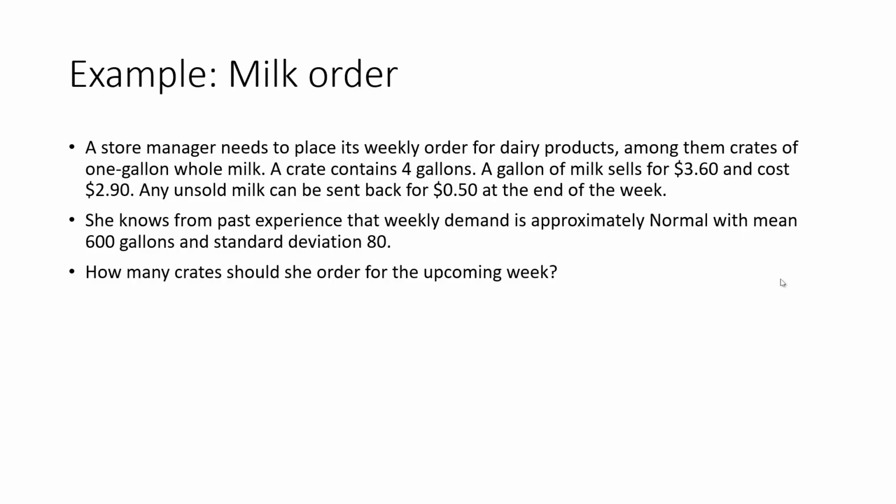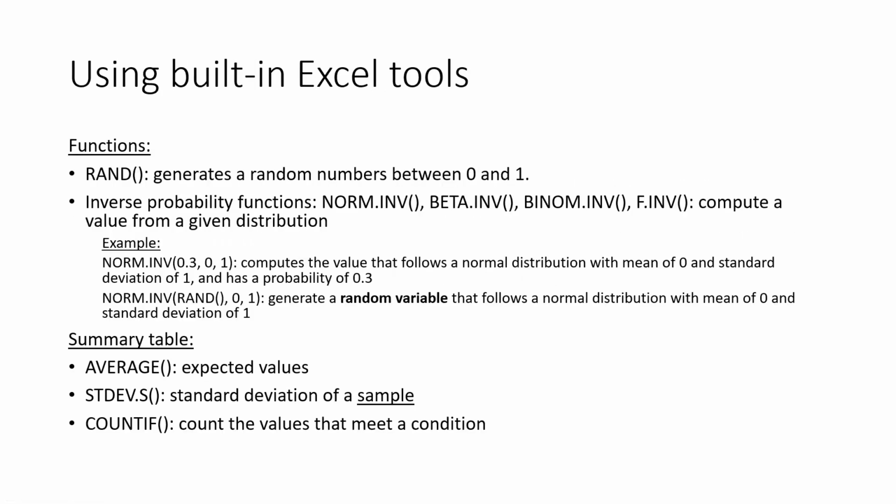Okay, so we have here some information about different components. We have the cost per gallon, we have the selling price per gallon, and we also have that they come in crates of 4 gallons. So with all that information, we need to figure out a way to put it together in a model and come up with a recommendation. As I said, I'm going to be using built-in Excel tools.